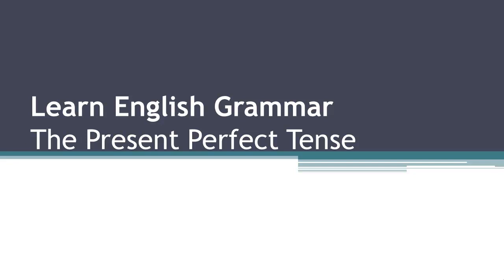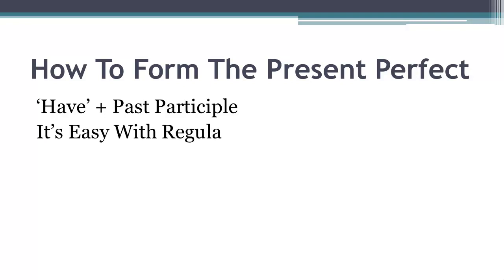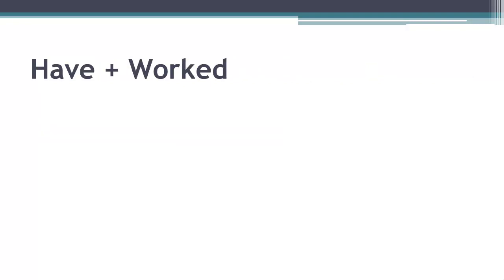Learn English grammar, the present perfect tense. How to form the present perfect. We use the verb have in conjunction with the past participle. It's easy if we're using regular verbs. So for example, if we're looking at the verb to work, we use have plus worked.